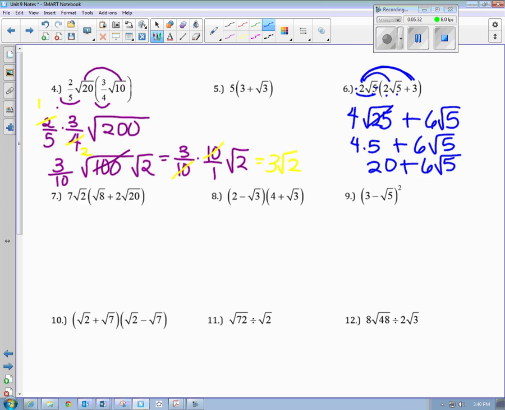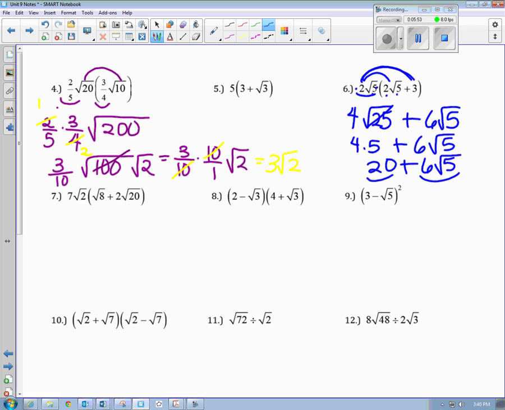In the final answer on this one, 20 plus 6 radical 5, there's nothing else that I can do with that because the 20 is not a radical 5 term, so it cannot get connected to this. Sometimes people write down that the answer to that is 26 radical 5 because they try to combine them and you can't. They are unlike terms.